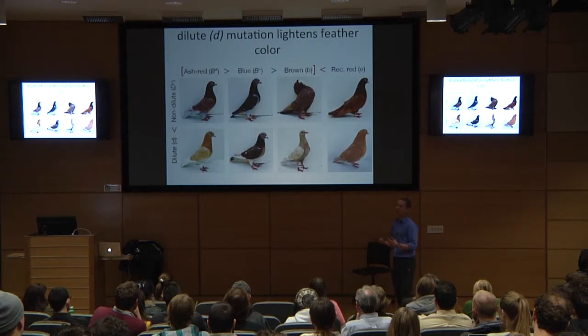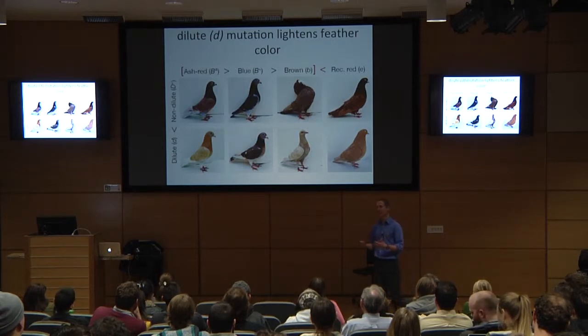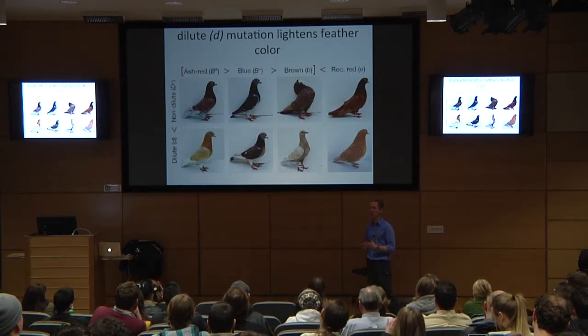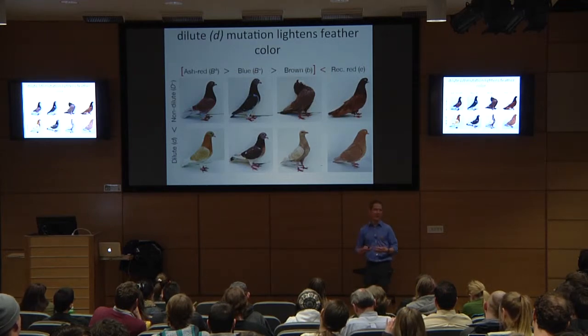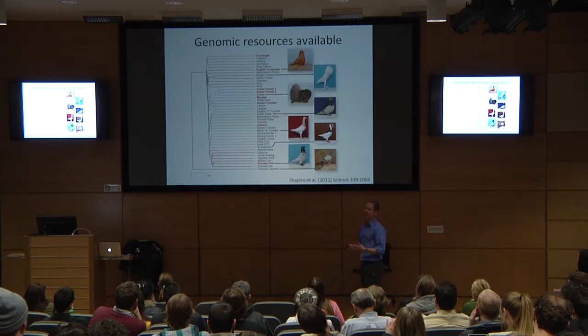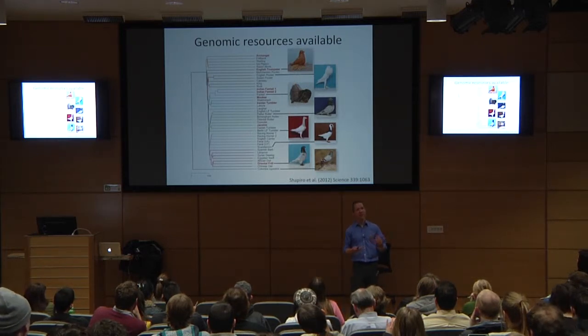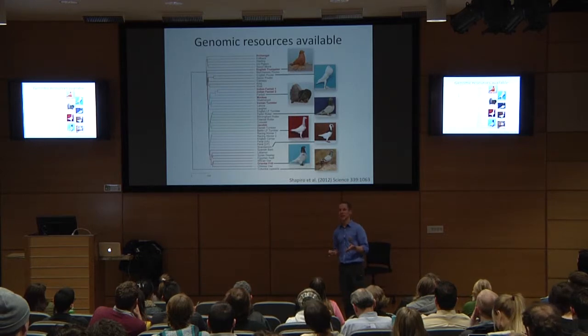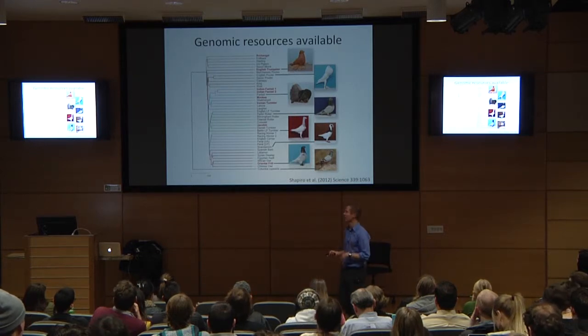And again, all of this was determined just by crossing birds together and looking at the ratios of the phenotypes in the offspring. So what we wanted to do was to bring modern day genomic resources to bear on this problem, to see if we could actually identify the changes at the DNA level that are giving rise to these different phenotypes.